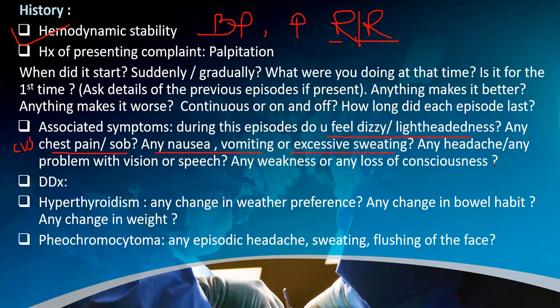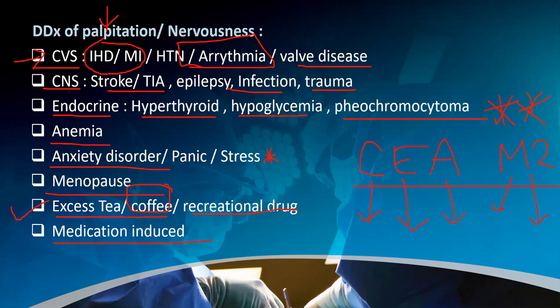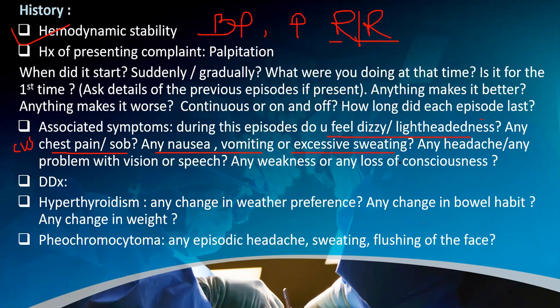For CNS, any headache, any problem with your vision or speech, any weakness, or any loss of consciousness. So that usually covers all the CNS related causes. Any headache, blurring of vision, any difficulty with your speech, any weakness anywhere, any loss of consciousness. That's your CNS related differential diagnosis. So you ask the CVS causes, you ask the CNS. Now, what other differentials are left?